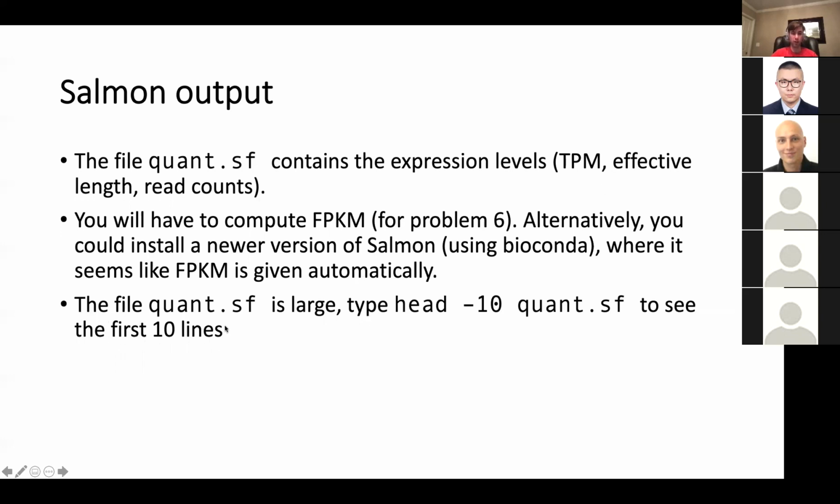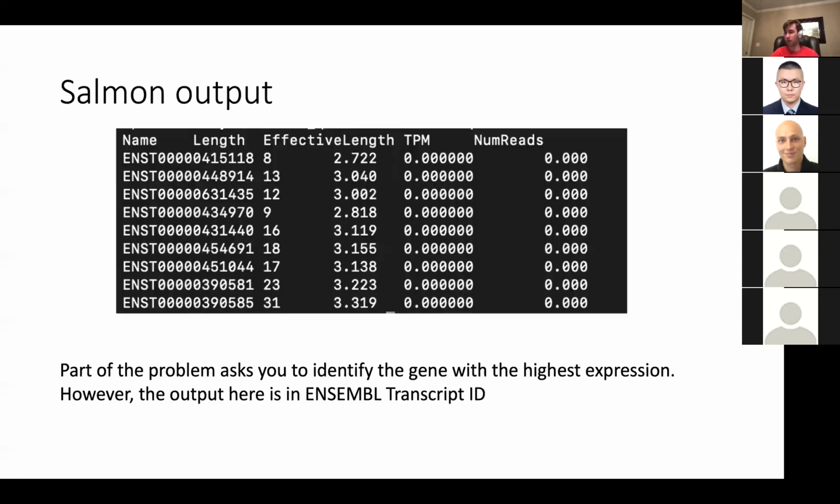Okay, and so let's just take a look at quant.sf. It has thousands of rows, since each row is a transcript, and then the columns are going to be these measurements. So let's just look at the first 10 lines by typing head -10 quant.sf. So I did that, and this is what showed up.